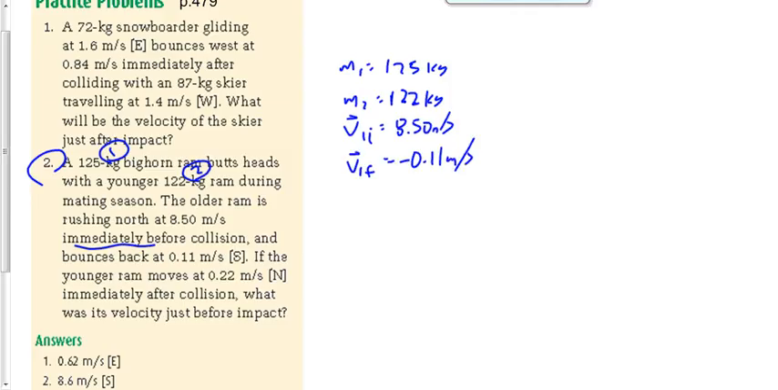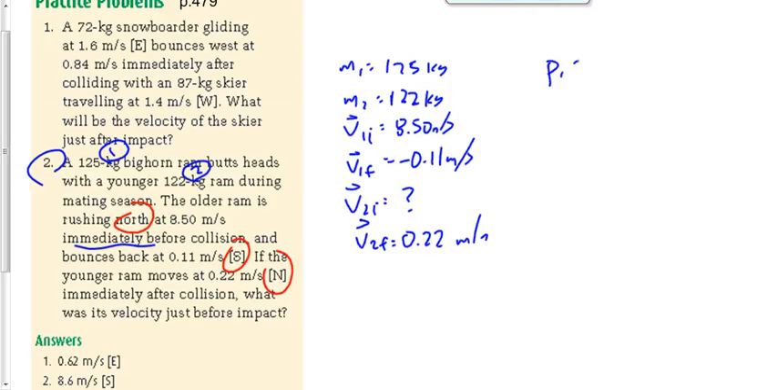Probably should have circled that in red to remind us that we got a negative there. We're going to say V2I is what? The 122. Yeah, we're looking for a V2I. We're going to say V2F is 0.22 meters per second because it's going to the north after the collision takes place. So stick with the last question we did.